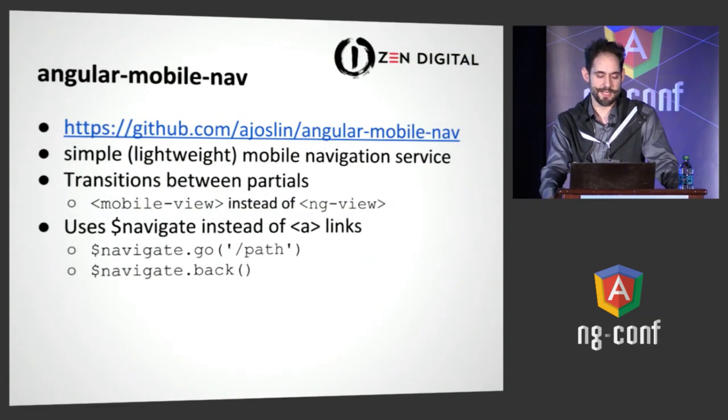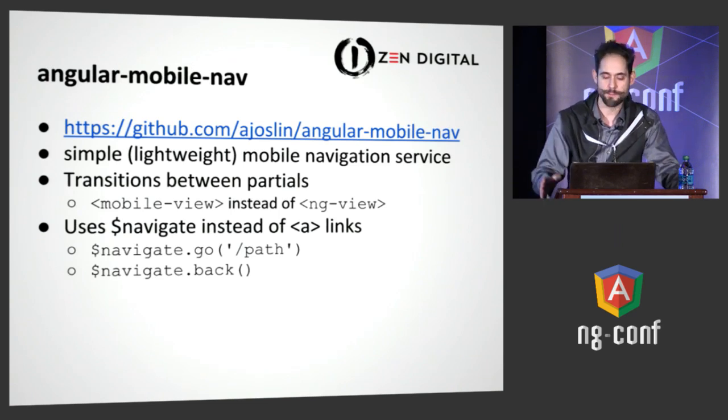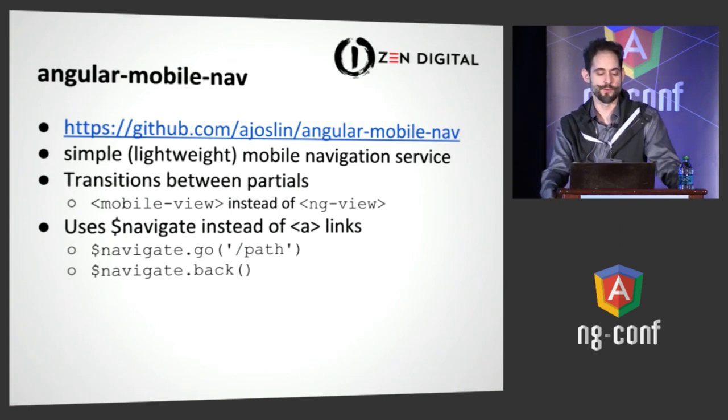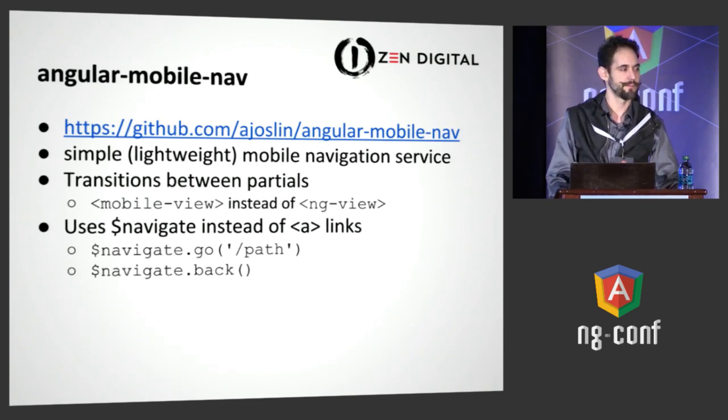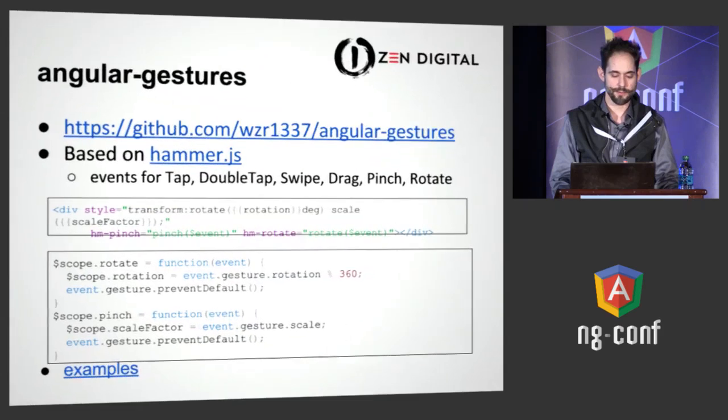Angular mobile navigation. This was created by Andy Joslin. It's very simple, lightweight, doesn't require a lot of libraries, and it kind of mimics ng-view, except it creates its own mobile view and allows for transitioning between partials. You would use navigate instead of href links or anchors, and here are some examples of how you do it. This is one of the techniques you would use when dealing with Angular and PhoneGap.